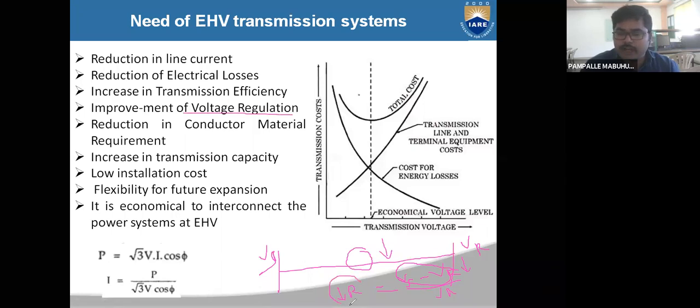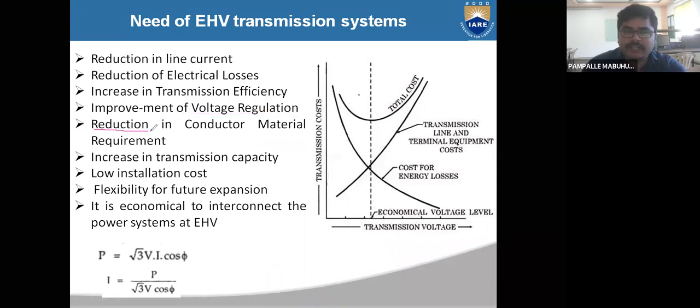Always we need less voltage regulation; less voltage regulation is the best one. Whenever the transmission voltage is increased, current will decrease. That current reduces the voltage drops across the line, and because of reduced voltage drops, the regulation of the transmission system will improve. Then you will also have a reduction in conductor material requirement. If the line current is reduced, the conductor material required for transmitting the power will also reduce.